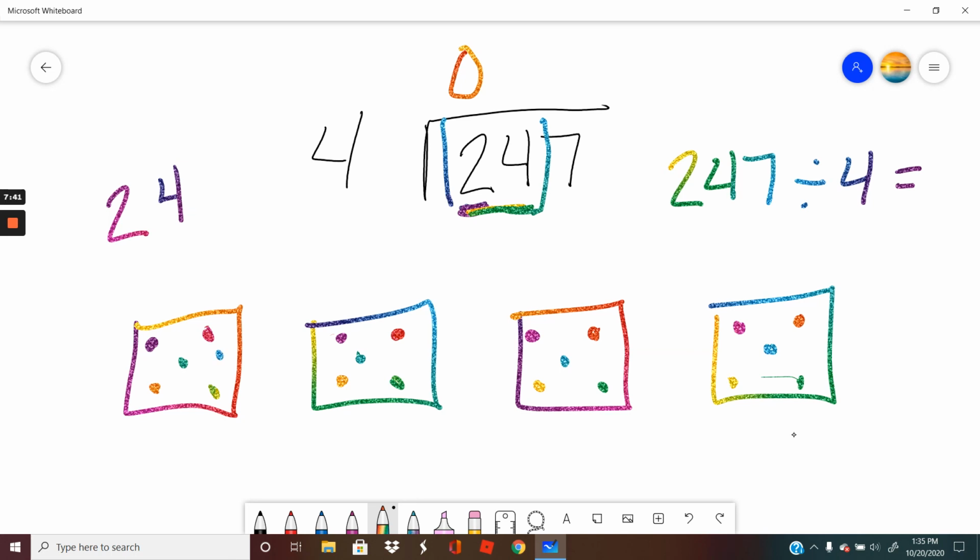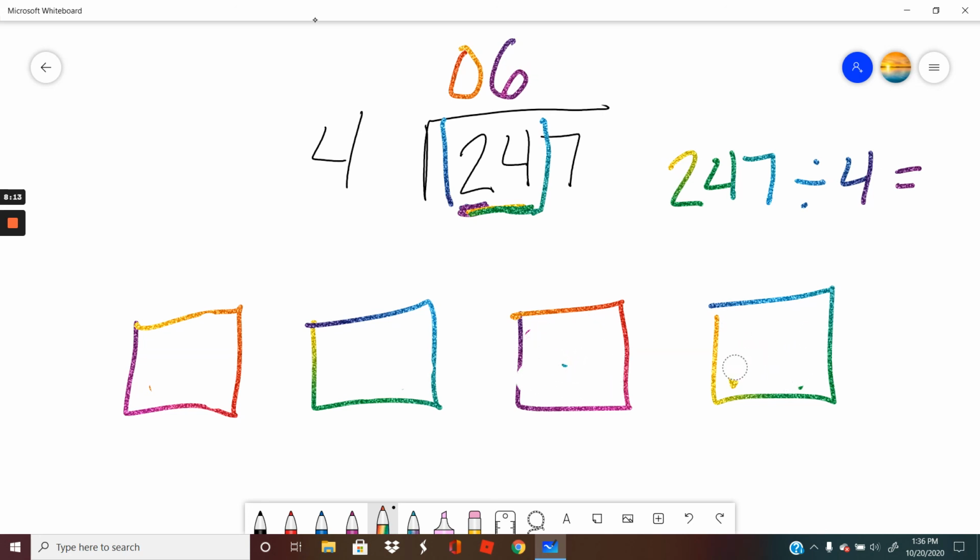Uh-oh, we're not even, right? So let me take these out, 1, 2, and 3, because these are my leftovers. But we do know that at least 1 can fit in there, so we did put 1. And 1 times 4 equals 4, right? So if I put that here and subtract from the 7, I should get the remainder of 3.